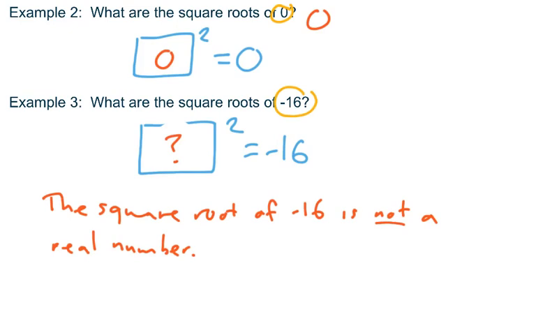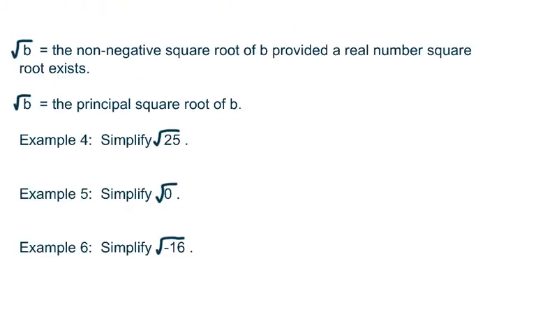Now, if you know a little bit about square roots already, you might be saying, well, what about this symbol? Oh, there it is. What does that mean? Looking at this symbol right here, this is associated with square roots, but it has a particular meaning. We often just say the square root of b, but actually what that symbol means is the non-negative square root of b, provided that a real number square root exists at all.